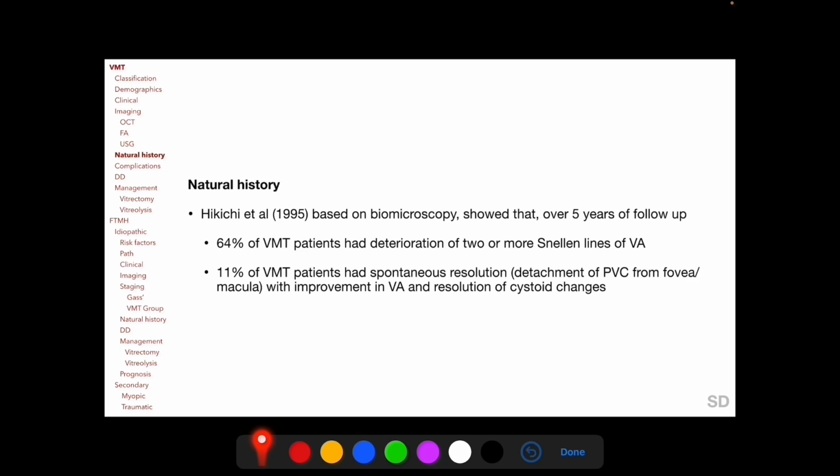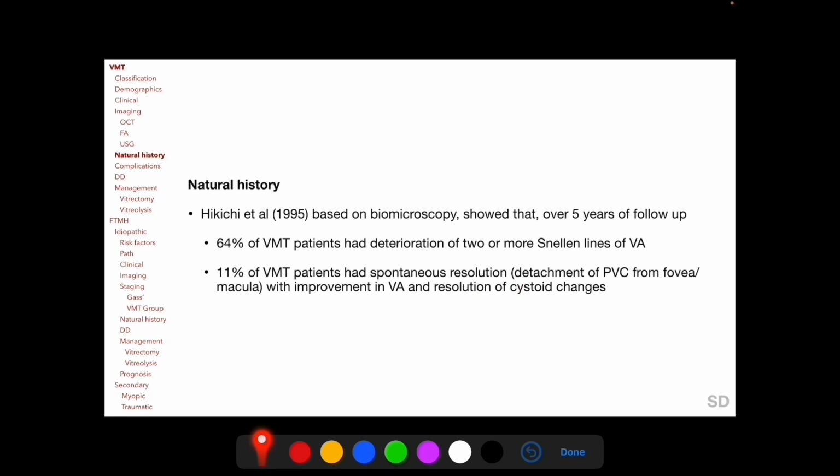Ikuchi et al., based on slit lamp biomicroscopy, showed that over 5 years of follow-up, almost two-thirds of VMT patients had deterioration of 2 or more Snellen lines of visual acuity, and around 10% of VMT patients had spontaneous resolution with detachment of the posterior vitreous cortex from the center of the macula, with improvement in visual acuity and resolution of cystoid changes.